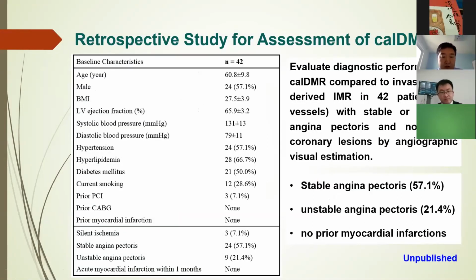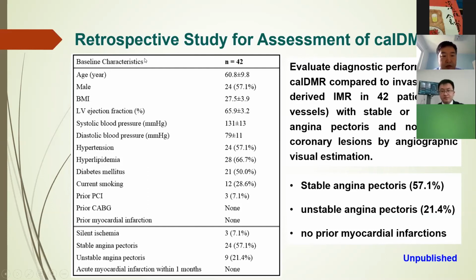Also, we carried out a retrospective study to evaluate the CA-IDMR. This one I call the IDMR, the index of the diastolic microcirculatory resistance. In this case, we use the diastolic period. IDMR can mimic the IMR. In this case, we don't need the pressure wire, only our angiogram and our aortic pressure waveform. We got this new parameter, CA-IDMR.